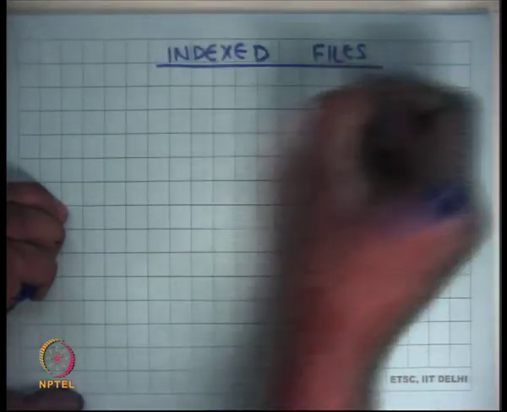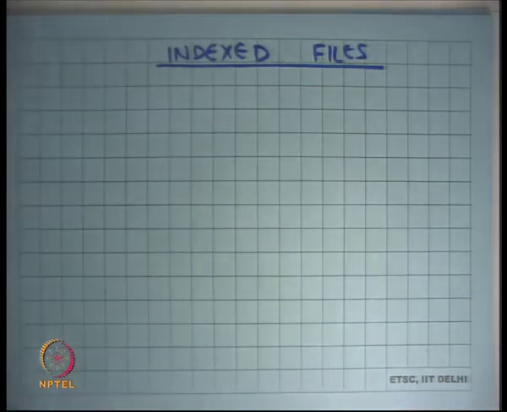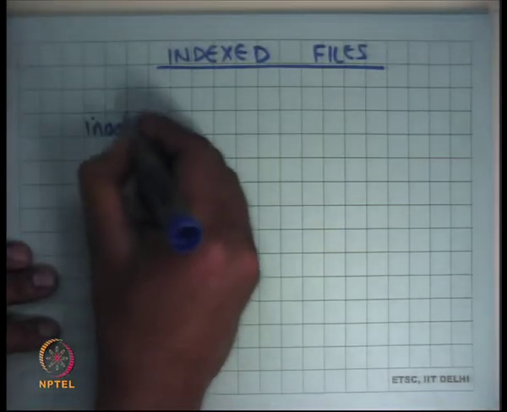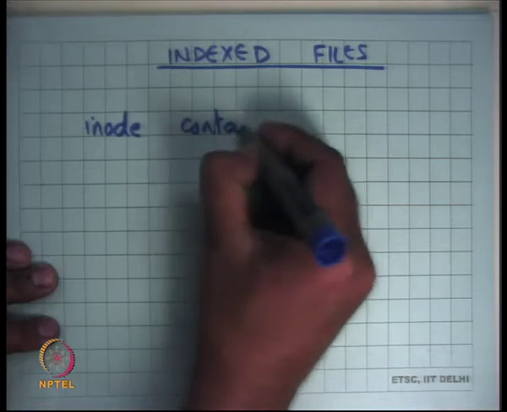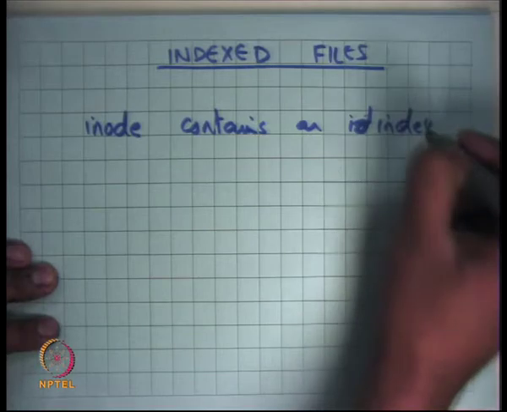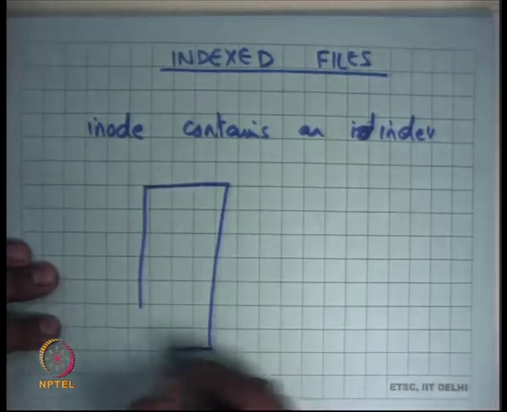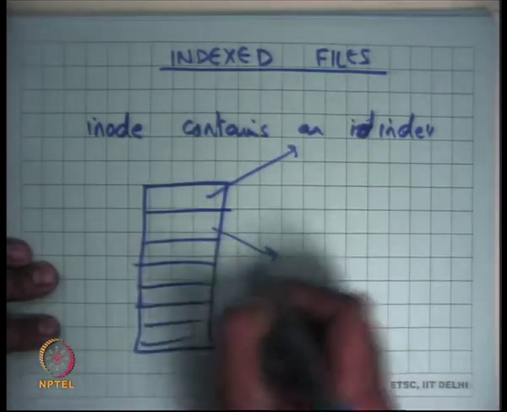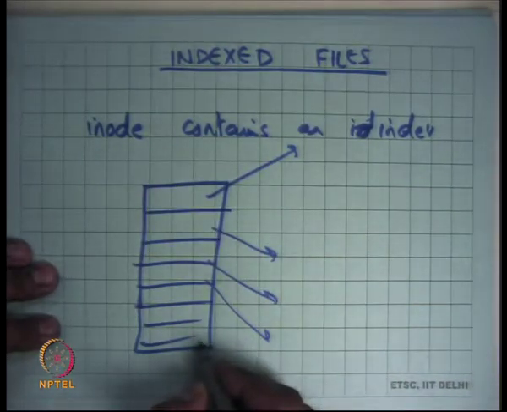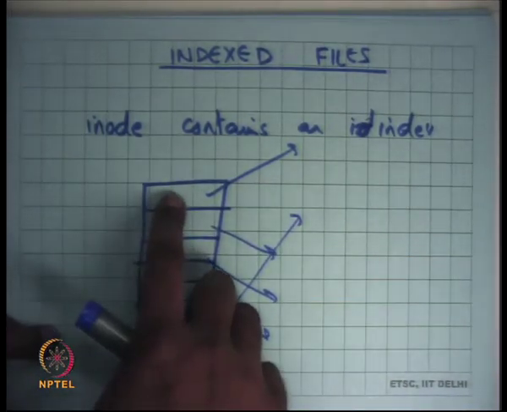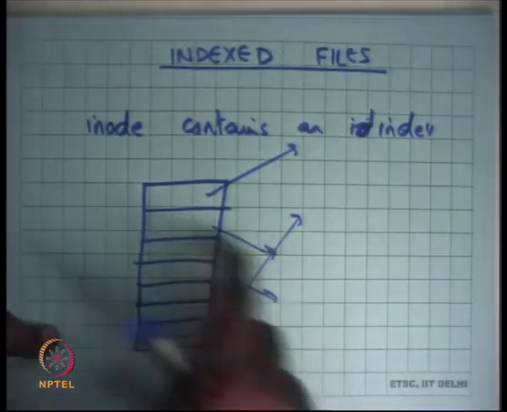Right, and the idea here is simple. In the FAT file system, we had the inode point to the head, or the first block, of the file. In an indexed file, the inode contains an index. So here's an inode, and it contains many rows, and it has an index, and so on. Basically it says that the first block of the file is at this location, the second block is at this location, and so on.